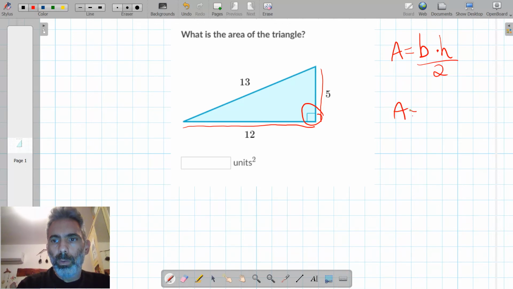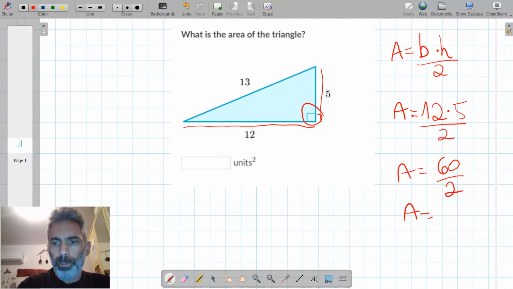And so we multiply 12 by 5 and divide it by 2. 12 times 5 is 60. 60 divided by 2 means that the area is 30.